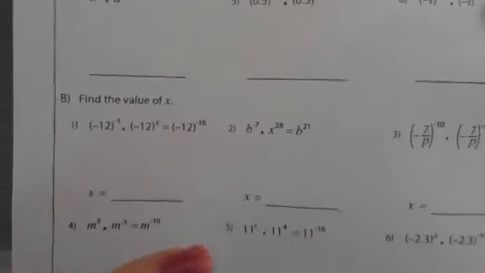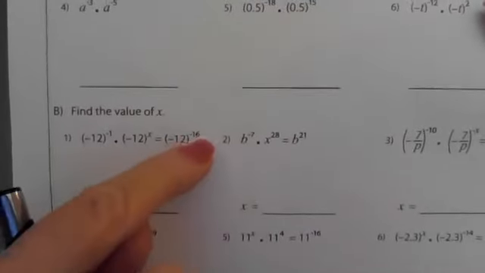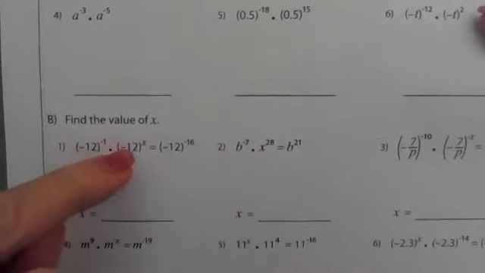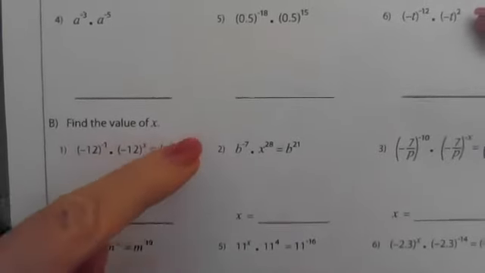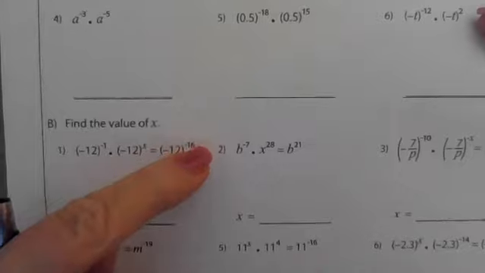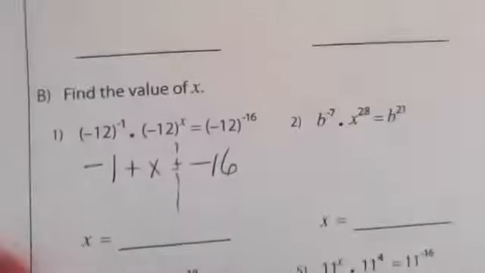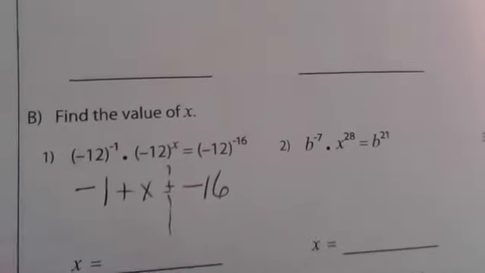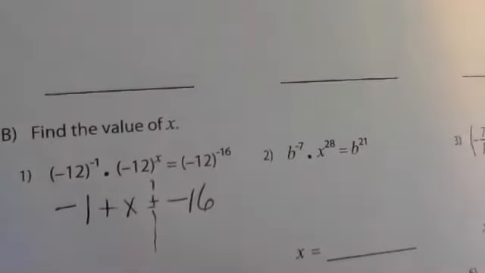So what I need to do, if they said, okay, here's your answer, then that should tell me that negative 1 plus X equals negative 16. So what you need to do here then, all I need to worry about right now is the exponents. So I should have negative 1 plus X has to equal a negative 16. Do y'all see?